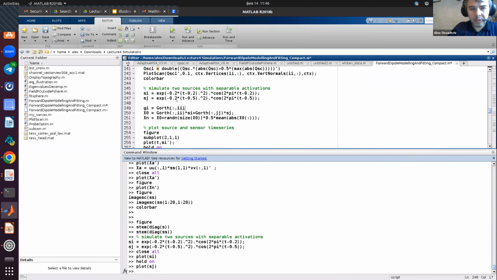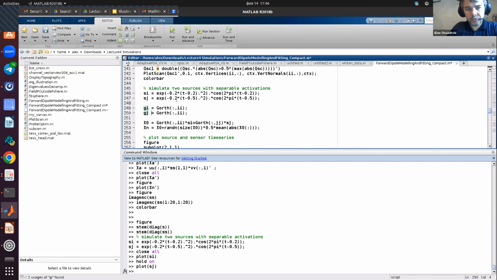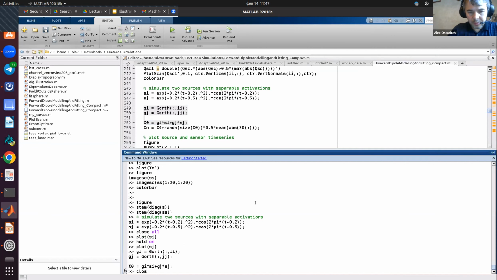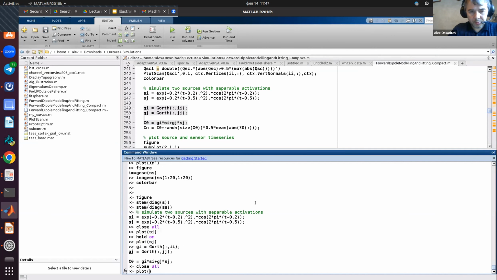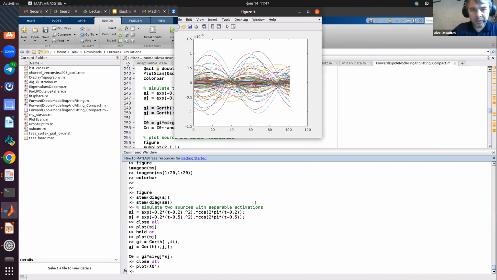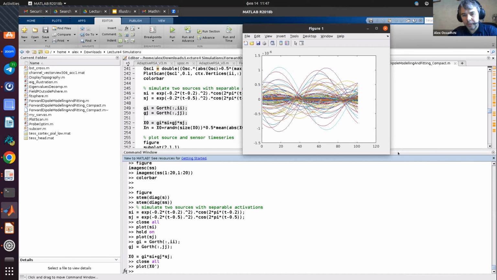Control V, GJ, and then let's make it GI plus GJ. Okay, so now plot x0 prime. Now this is a time series of our data.